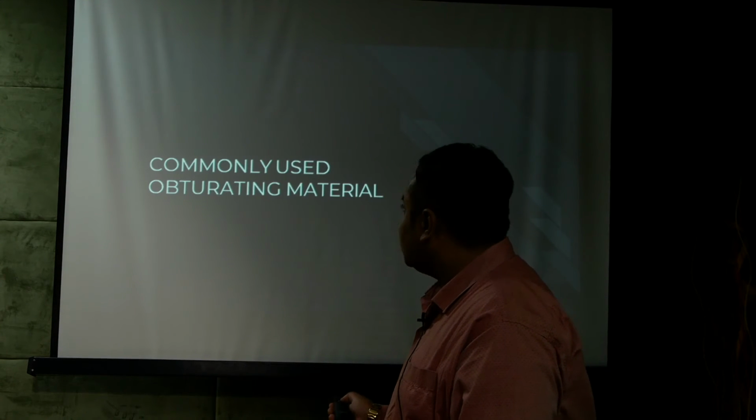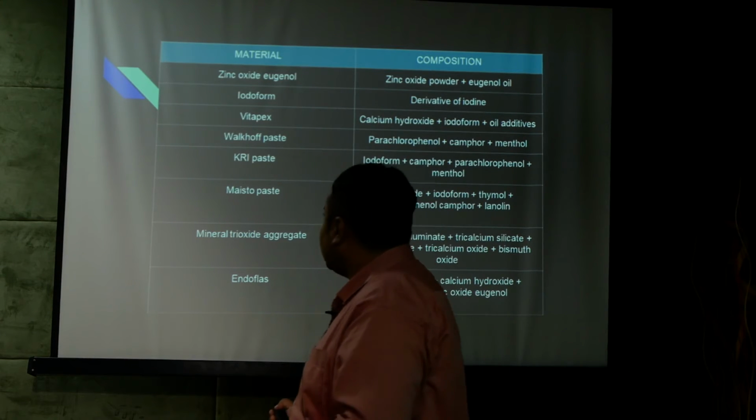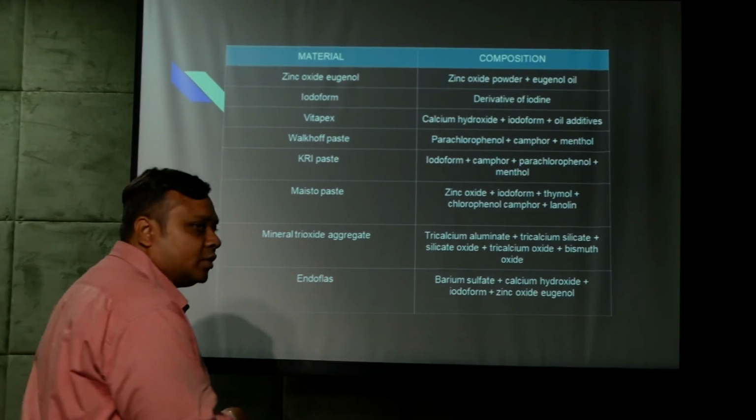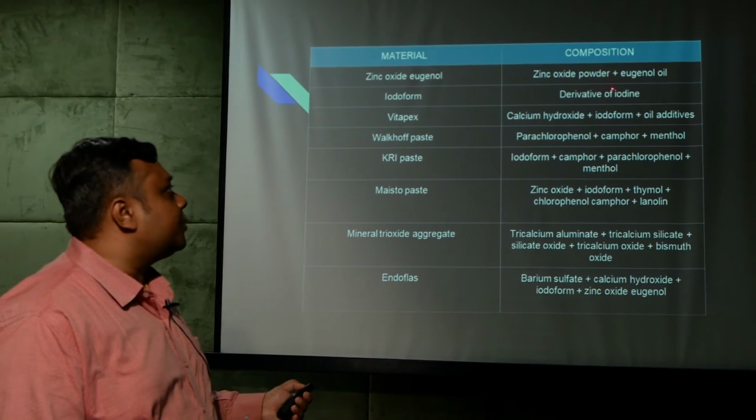So commonly used obturation materials which we can see in the table are like zinc oxide eugenol. Zinc oxide eugenol, we know that it comes in the form of zinc oxide powder and eugenol oil.